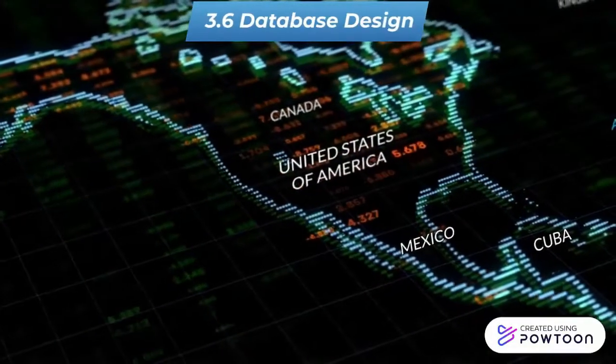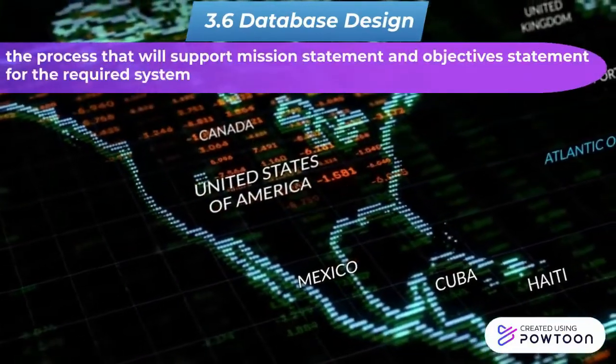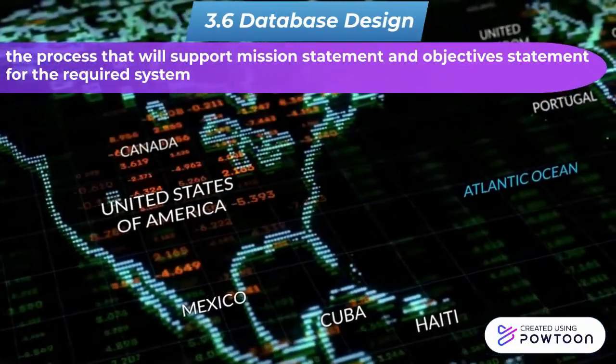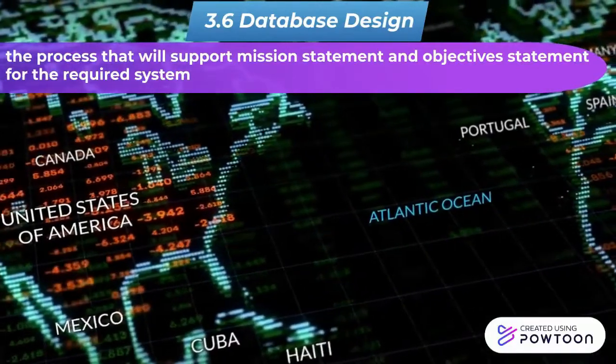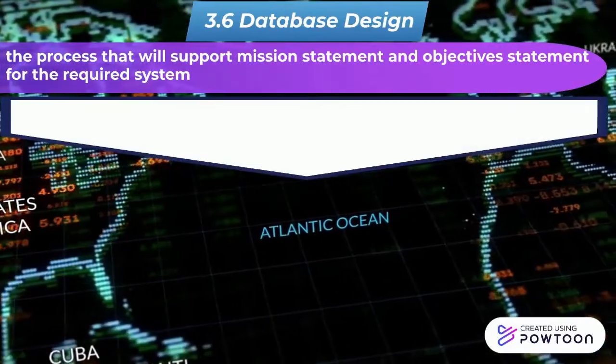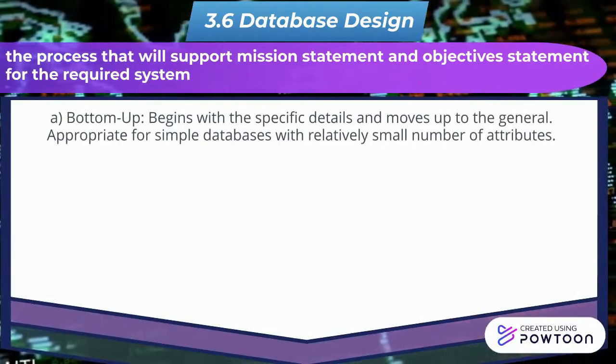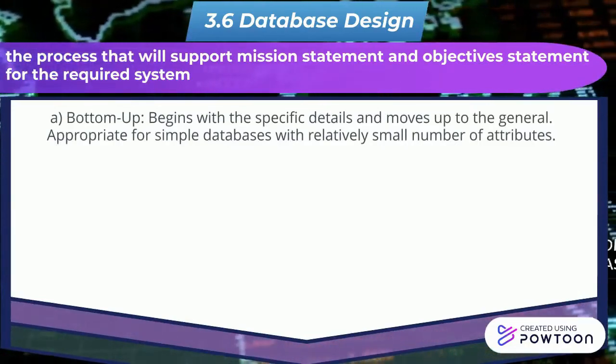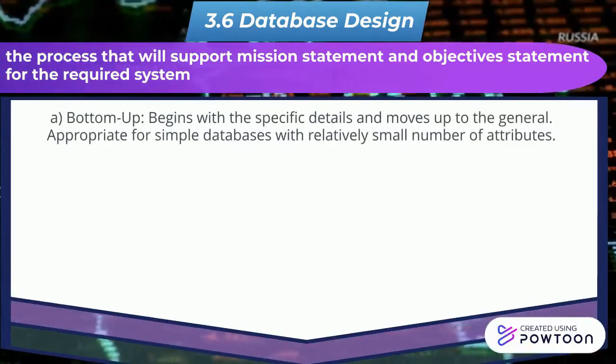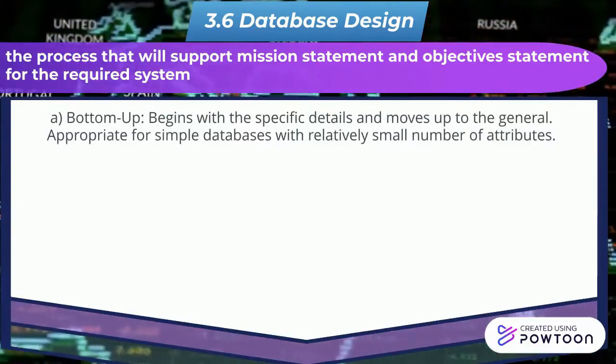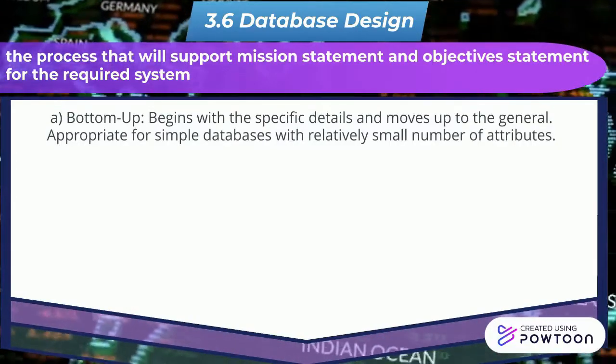Database design. Database design is the process that will support the mission statement and objective statement for the required system. There are 4 approaches to database design. First, bottom-up. It begins with the specific details and moves up to the general. It is appropriate for simple databases with a relatively small number of attributes.